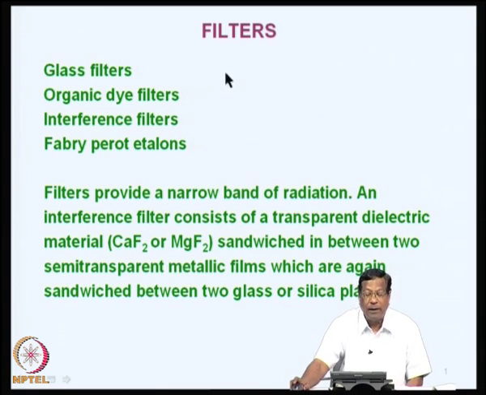For example, what you need next, if you take out a particular portion of the radiation from a lamp, it will be giving you complete spectrum. So, you have to select a particular wavelength, and selection of the wavelength is done by the filters. So, basically filters provide a narrow band of radiation. There are different kinds of filters actually. You can use glass filters, organic dye filters, interference filters and Fabry-Perot.